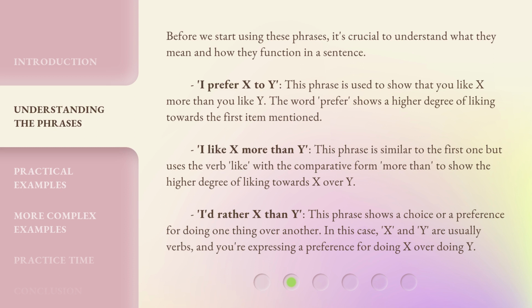I like X more than Y. This phrase is similar to the first one but uses the verb like with the comparative form more than to show the higher degree of liking towards X over Y. I'd rather X than Y. This phrase shows a choice or a preference for doing one thing over another. In this case, X and Y are usually verbs, and you're expressing a preference for doing X over doing Y.